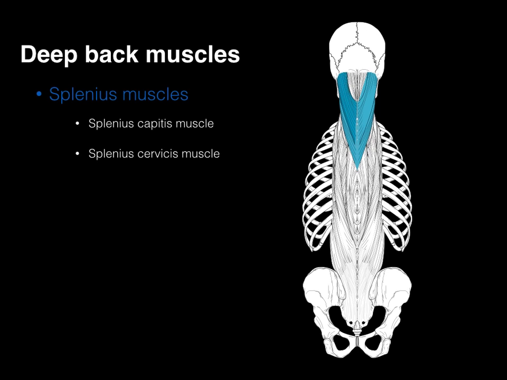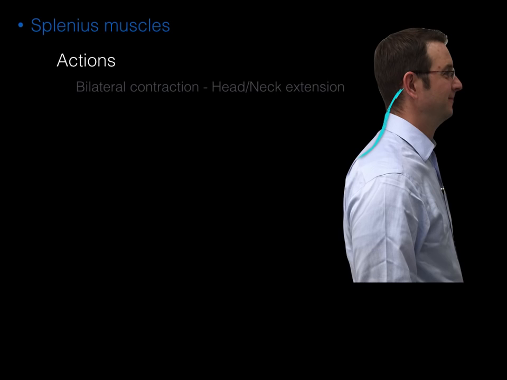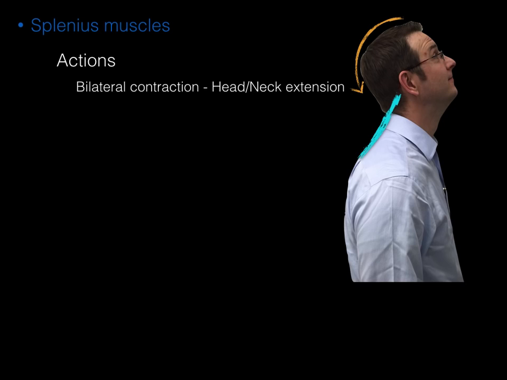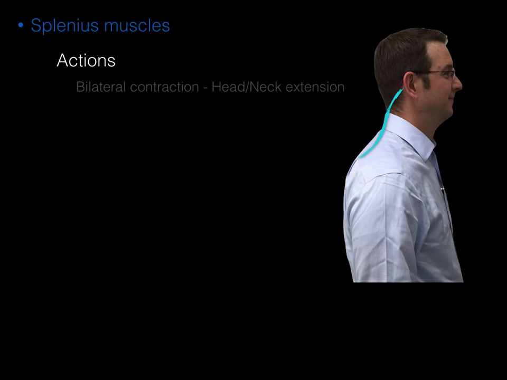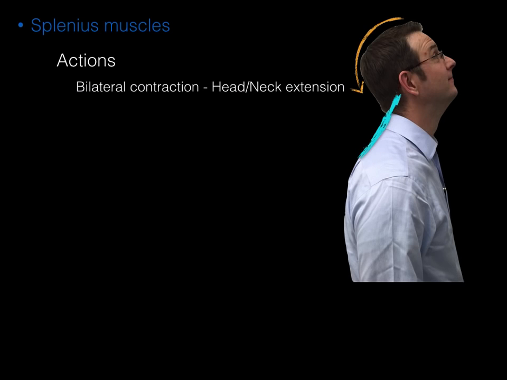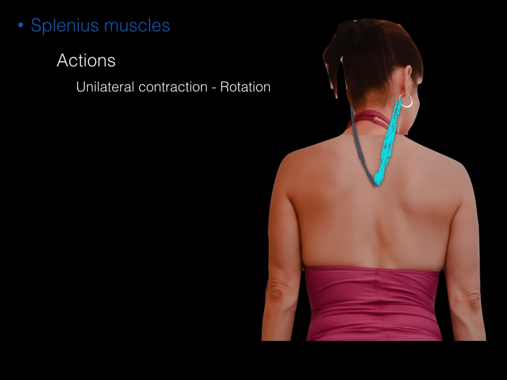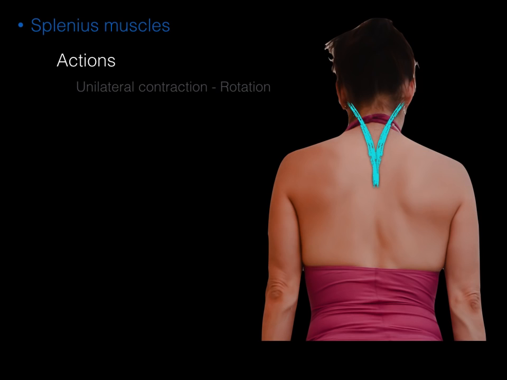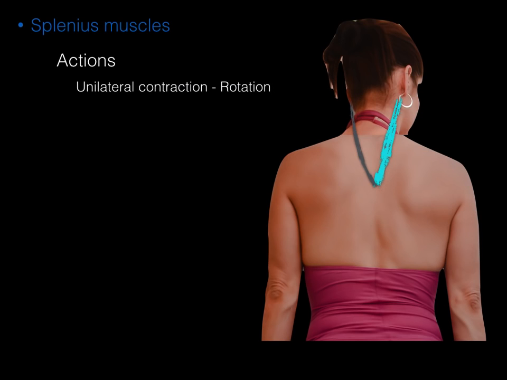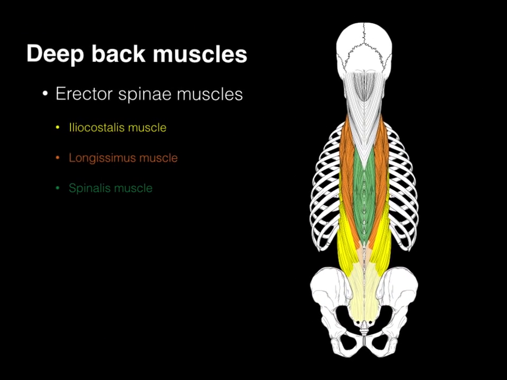Now, collectively, the splenius capitis and splenius cervicis muscles have the following action. When contracting bilaterally, they both contract at the same time, they result in head and neck extension by pulling the head back, a pivot motion as if looking up to the sky. When acting unilaterally, the contraction results in rotation of the head to the ipsilateral or same side as the muscle contraction. That's synergistic to the SCM.